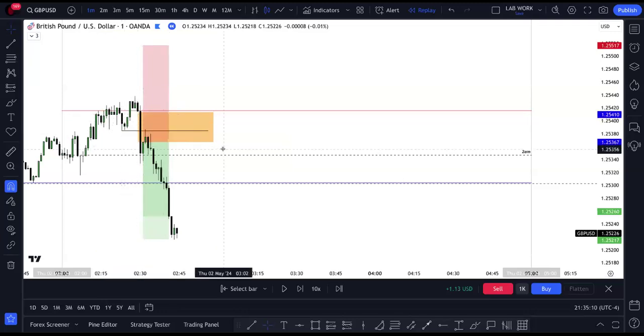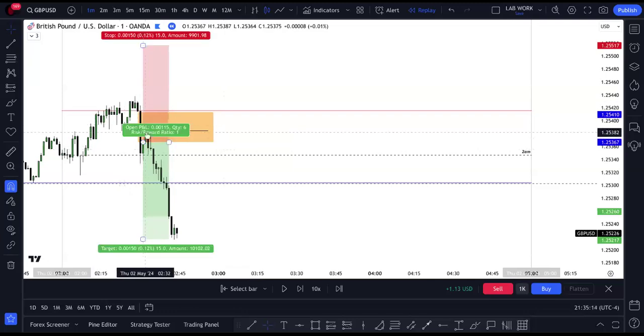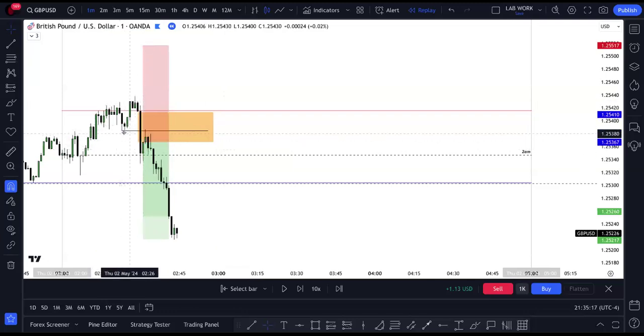Take that one, then go short. But let's say we weren't looking for that entry technique. We were looking for this one, a fair value gap that has a fair value gap inside of it. What if this doesn't form? Do we still take the short?